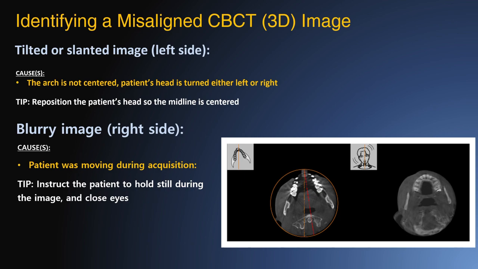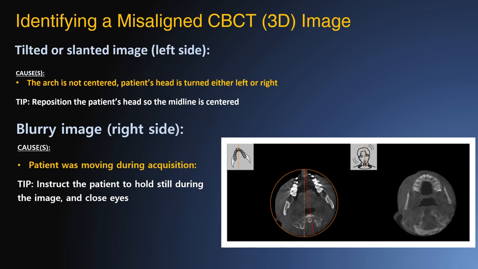To identify a misaligned CBCT 3D image: a tilted or slanted image on the left side. The cause of this is that the arch is not centered. The patient's head is turned either to the left or the right. To fix this issue, reposition the patient's head so the midline is centered.